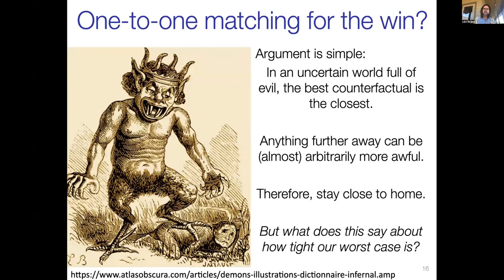The piece about one-to-one matching, I think the argument is simple, which is in an uncertain world, the best counterfactual is the closest. If your C is large enough, then anything further away can basically be so much worse that it just drives out any gains of variance. And then what does this say about how tight our worst case is? I think the fact that we end up with one-to-one matching is saying something about that constant C and how we have to control it, and when it's small, what does that actually mean?